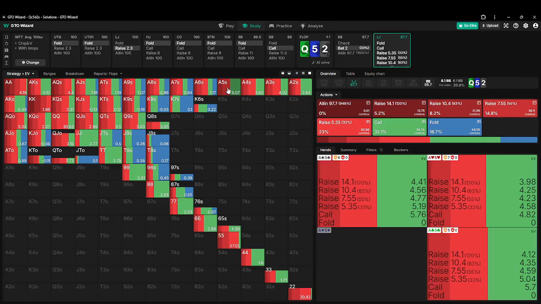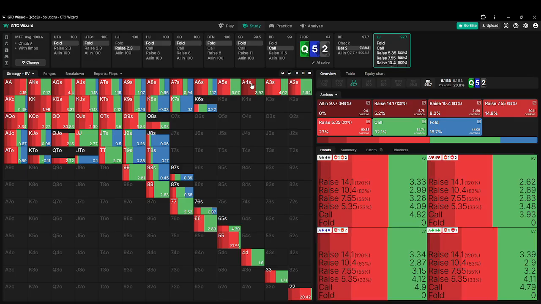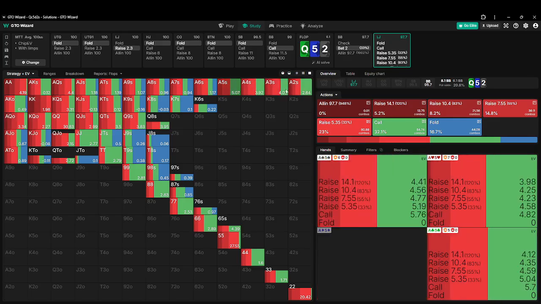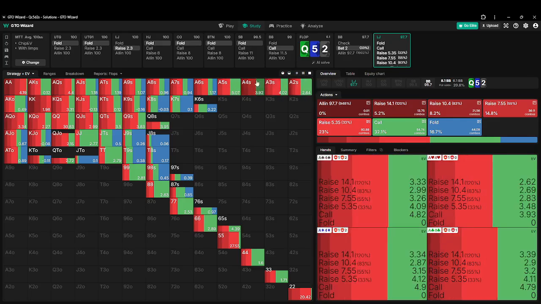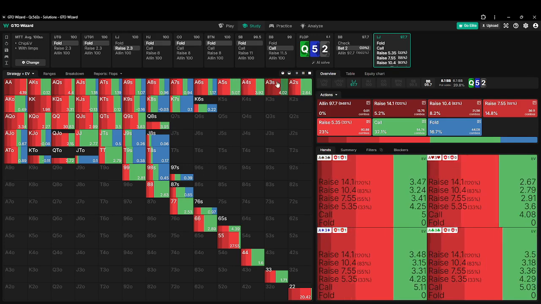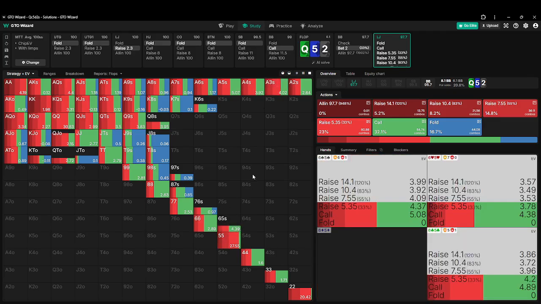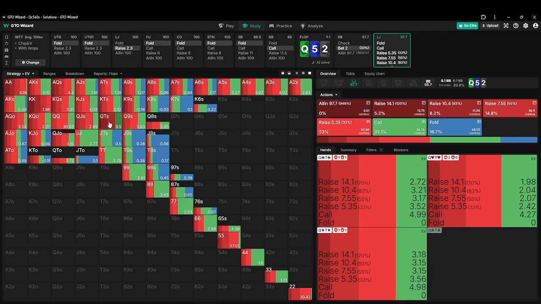Also, the ace five, these wheel sort of aces, are quite nice. In my case, you have the nut backdoor flush draw. You also have the gut shot ace four, ace three. That makes sense: if you have the pair, you're calling a little bit more, and if you have just the gut shot, then you're turning more into a bluff. And that's where the bluff raises are coming from here.